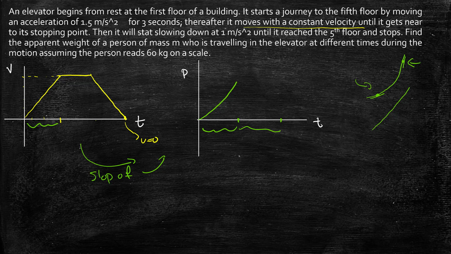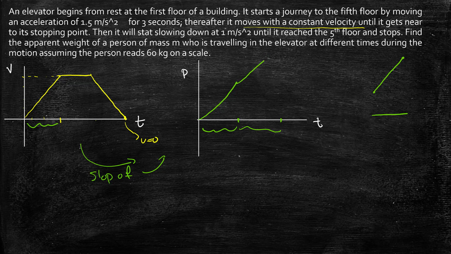Now for the second part, all I have is a constant velocity. So what should I have had? I should have had a straight line with a positive slope to give me a constant velocity. So if I had a straight line like that with a positive slope, the slope of that would look like this. So therefore I can draw that.